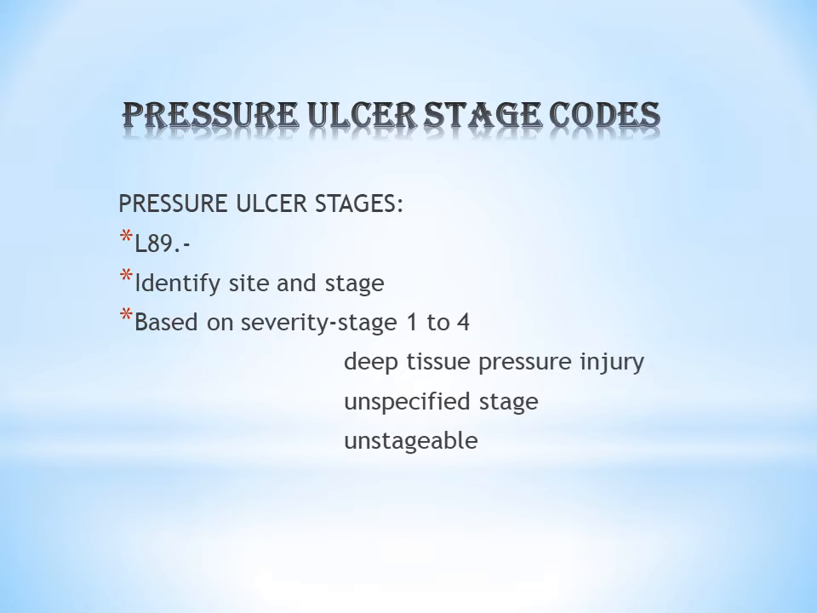Unspecified stage means the stage of pressure ulcer is not specified by the doctor. And what is unstageable? Unstageable means the doctor specifies that the stage cannot be determined. That is unstageable. So first you have to look for the site of pressure ulcer. Then you have to look if it is stage 1, 2, 3, 4 or if it is deep tissue pressure injury or if it is unspecified or unstageable. Accordingly you have to take the code from the L89 series.